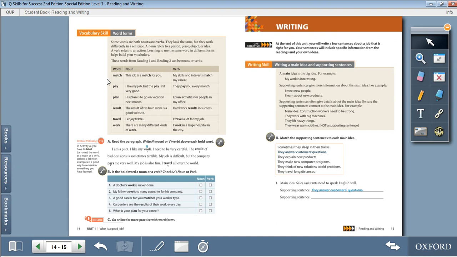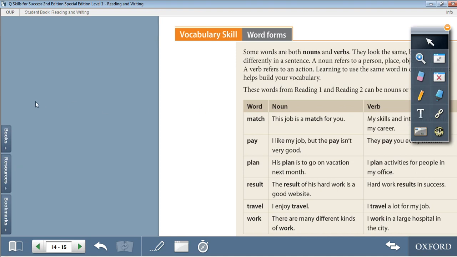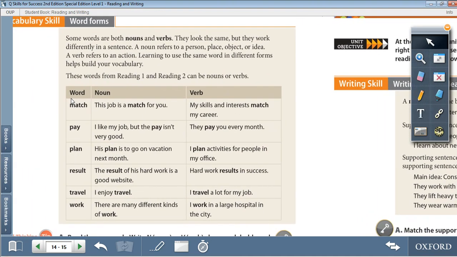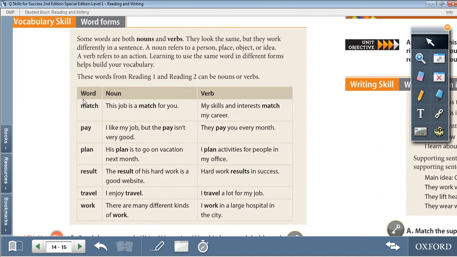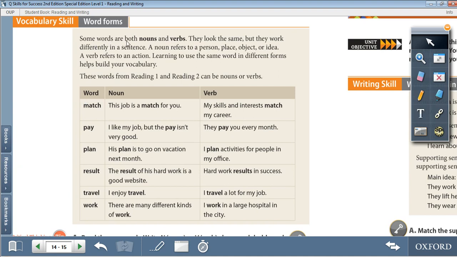In the next section, we have the vocabulary skill, word forms. Some words are both nouns and verbs, like for example match. It could be a noun or a verb, it depends on the context. They look the same, but they work differently in a sentence. A noun refers to a person, a place, object, or idea. A verb refers to an action. This is the difference between a noun and a verb.